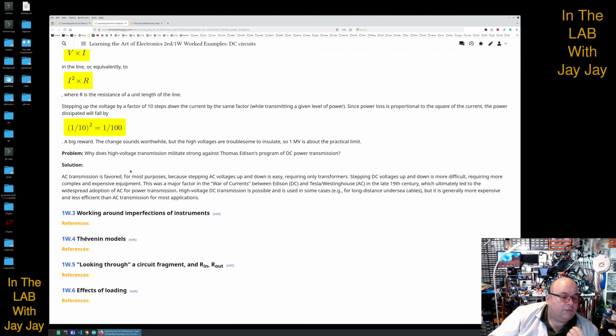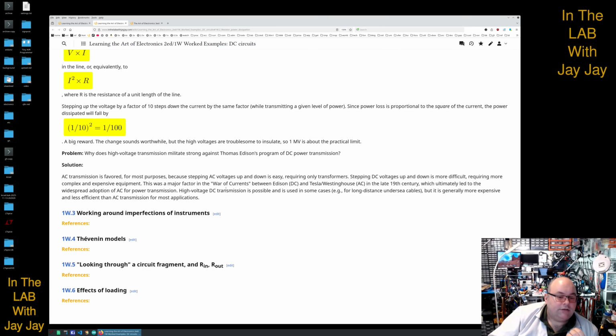And then the final problem is, why does high voltage transmission militate strongly against Thomas Edison's program of DC power transmission? The answer is that AC transmission is favored for most purposes because stepping AC voltages up and down is easy, requiring only transformers. Stepping DC voltages up and down is more difficult, requiring more complex and expensive equipment.